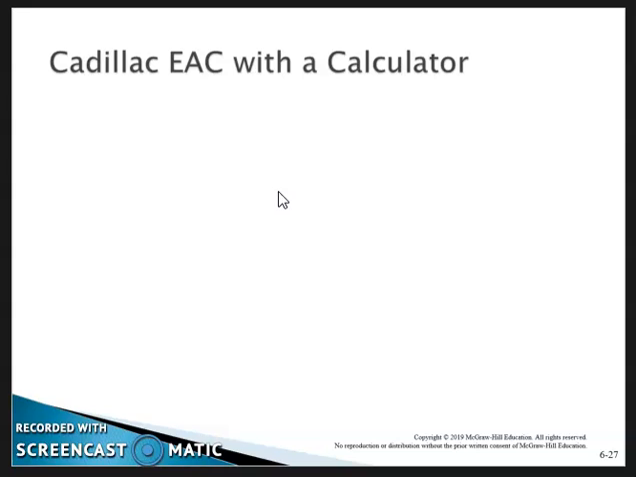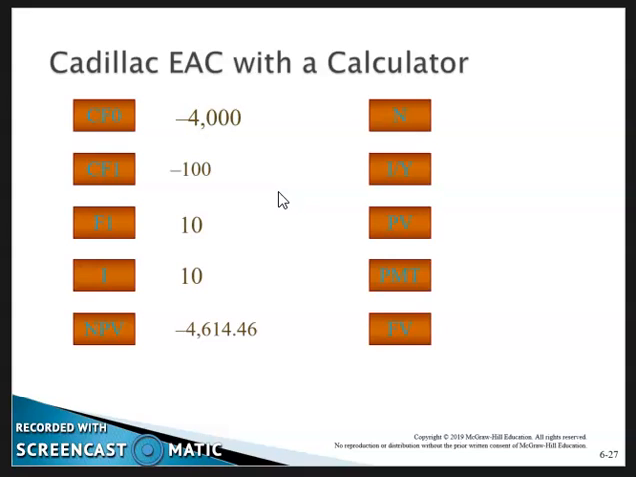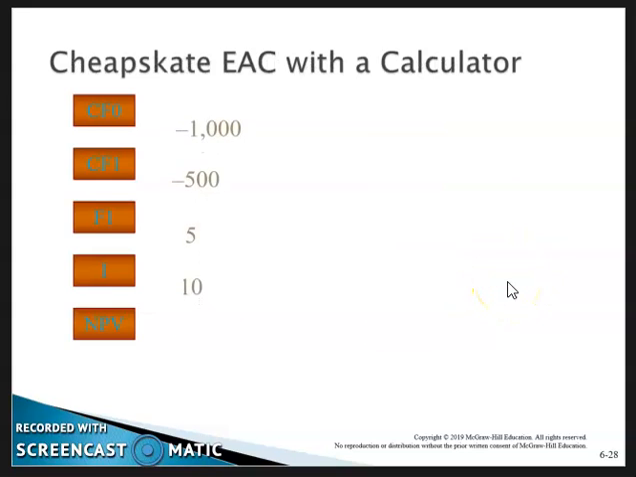So for the EAC on the calculator for the Cadillac, we take the project, calculate the NPV, and now we're going to calculate a payment. So we've got 10 years at 10%, and the cost of that project is the NPV, $4,614.46. Future value is 0 here. Compute the payment: $750.98.